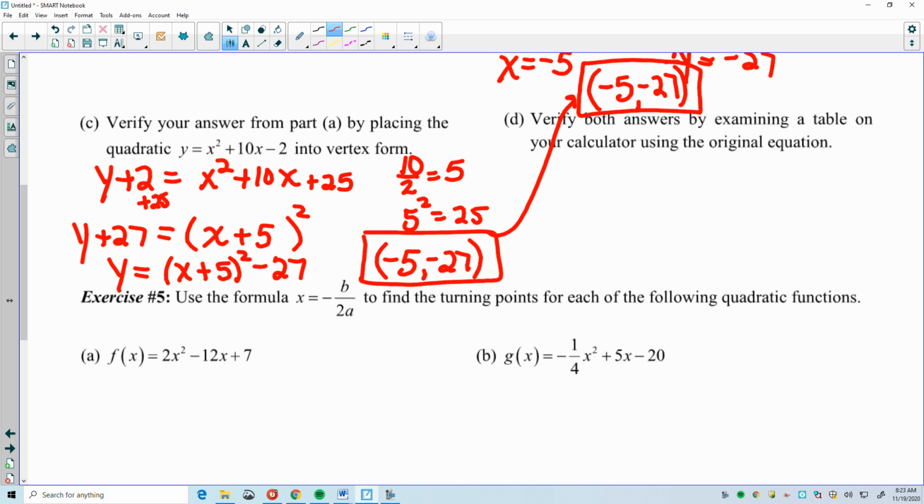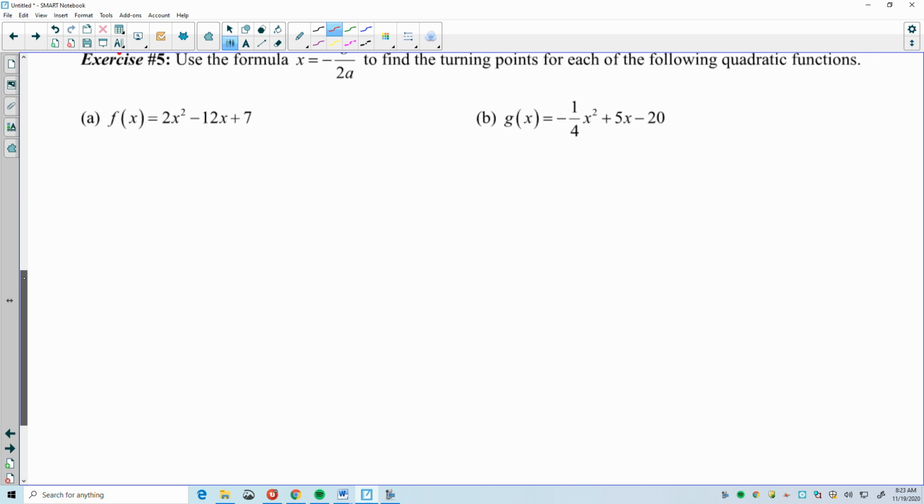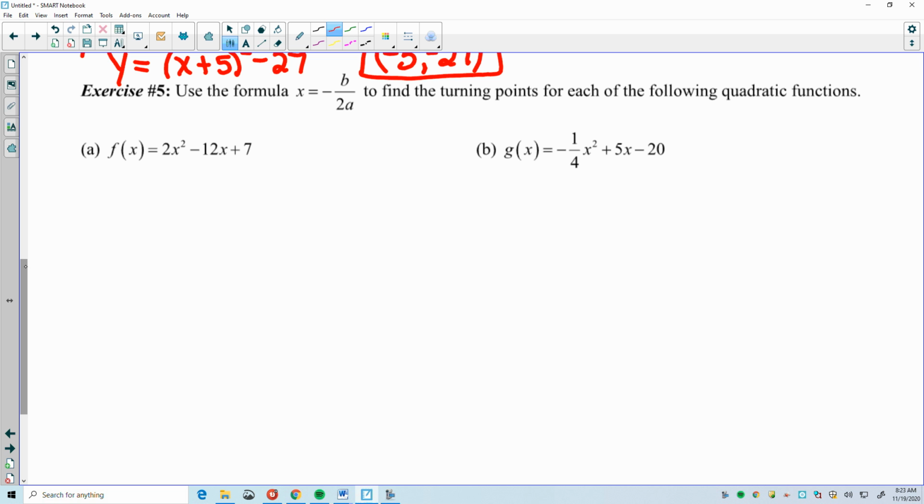Okay, and we could check that. We could check our answers on a table on our calculator using the original equation and this equation, and we would see that they are exactly the same. And I will let you do that on your own. Plug them into your calculator and make sure that they are exactly the same, which they are.